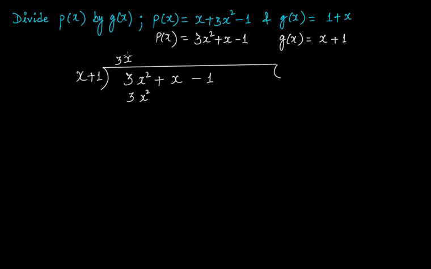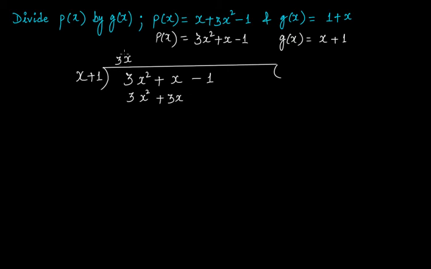Another way is take this first term, that is 3x squared, and divide with this first term of the divisor, that is x. So you will get 3x. And same thing is here, right? So this is the first term of the quotient. Okay. So you get 3x. Now 3x multiplied by x is 3x squared. And then 3x multiplied by plus 1 is 3x.